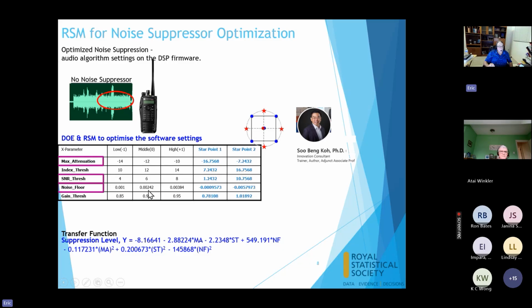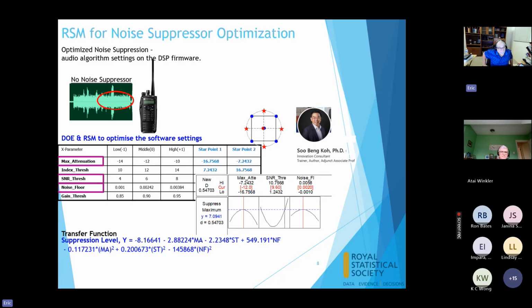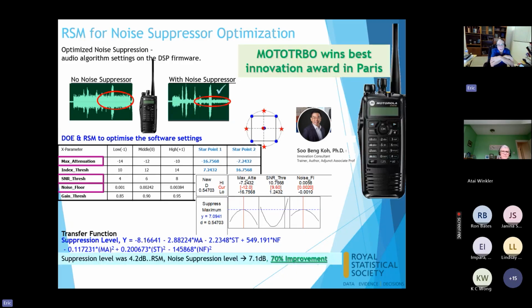And then from that part, he was able to figure out three of the factors were statistically significant, added star points, as you see on the right, and was able to analyze this and get a quadratic equation, a polynomial, for those three factors of how the noise suppression is influenced by those three factors in the algorithm. Then he was able to optimize the settings of the algorithm, and that was able to reduce the noise to what you see over there. And then we demonstrated it at a showing of these kind of devices in Paris, and it won the Best Innovation Award in Paris. So one example is just using DOE.